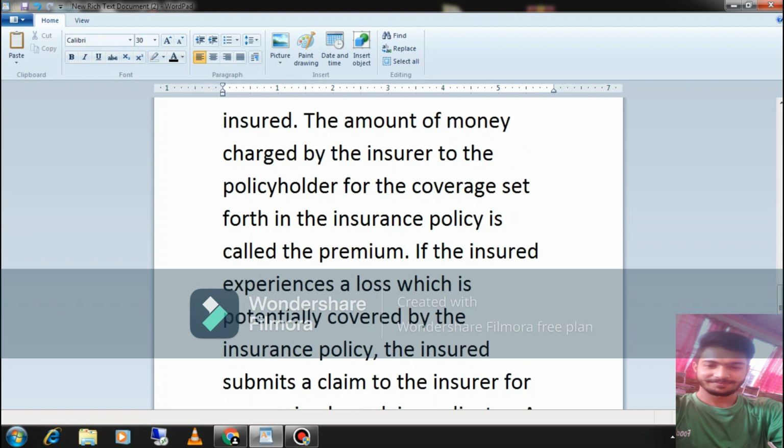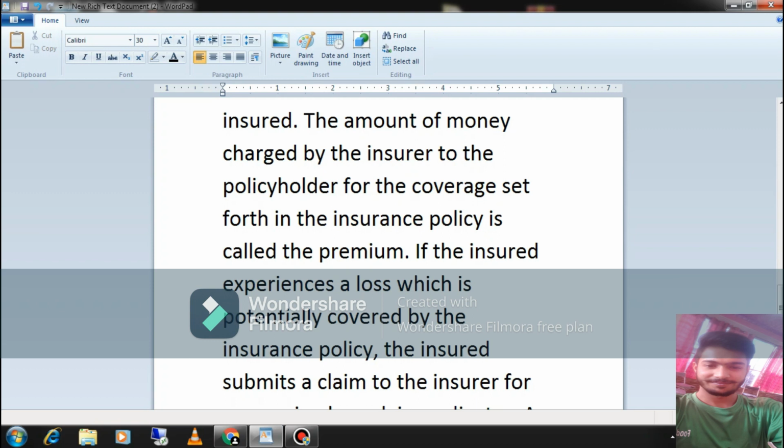Again, the amount of money charged by the insurer to the policyholder for the coverage set forth in the insurance policy is called the premium. That is the main point of insurance.